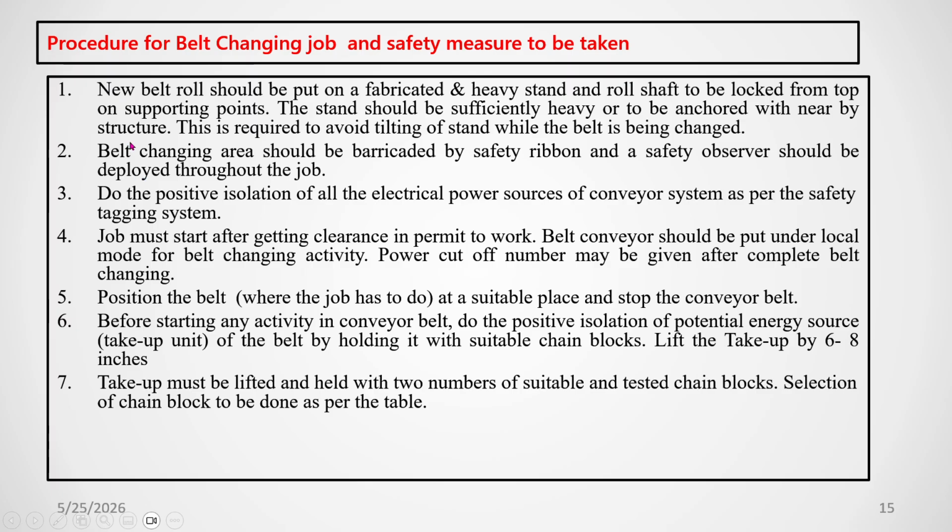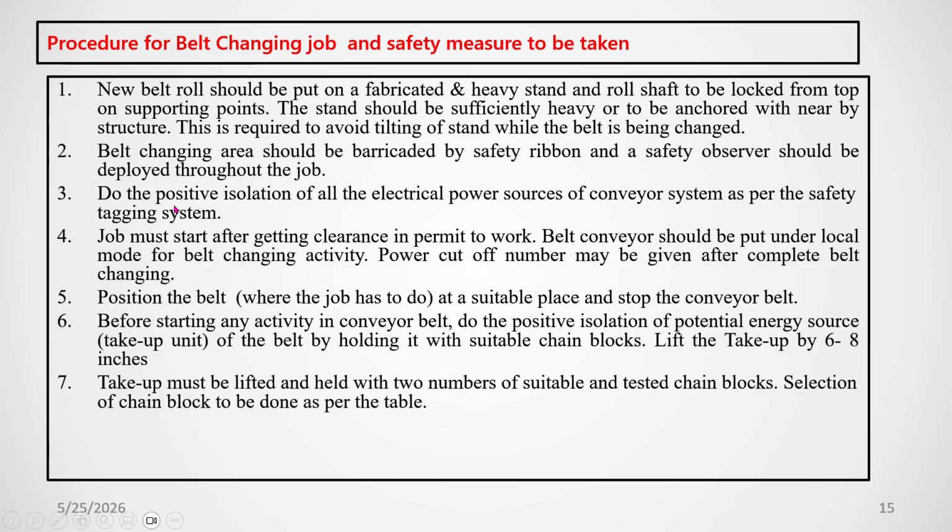So when we are pulling the belt, it will be in roll condition. Pulling the belt, the structure may tilt or may move. So you have to anchor the roll structure with some nearby structure so that it should not move or tilt. Then the belt changing area should be barricaded. Where we are changing the belt, some accident can also take place. The bracket can move, the belt can fall down, so the area should be barricaded.